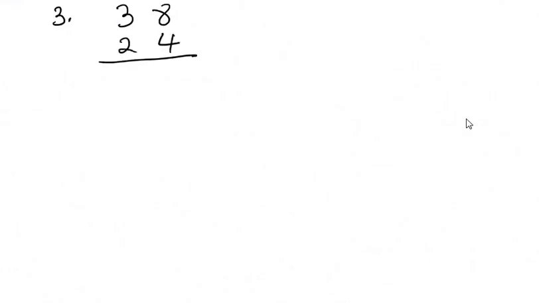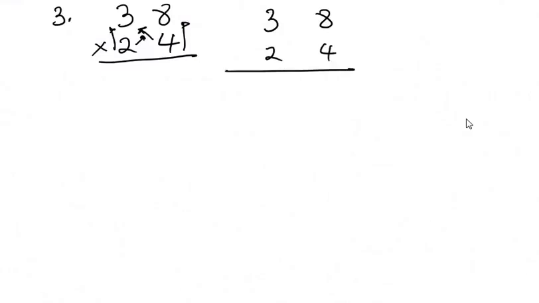So in this regard, we follow the same process. 4 will multiply 8, 4 will multiply 3. 2 will multiply 8, and 2 will multiply 3. And then we have the answer. So let's work it out now. 38 multiplied by 24. Please always remember to put the multiplication sign so that we can know the number operation that you are trying to execute.